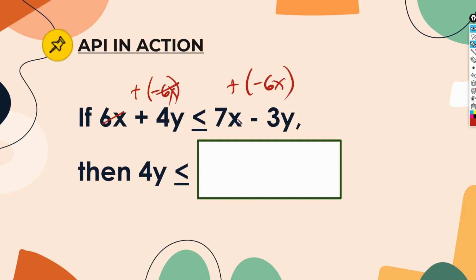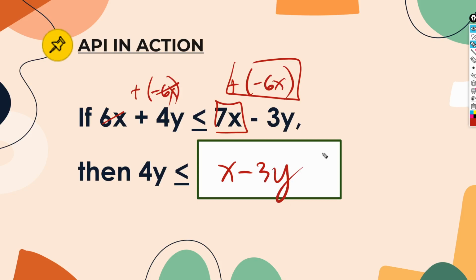So, what will happen to the right? We have 7x plus negative 6x minus 3y. Ang pwede na rin combine dito is the 7x and the negative 6x. That gives me x minus 3y. Tama? Nice. Okay?